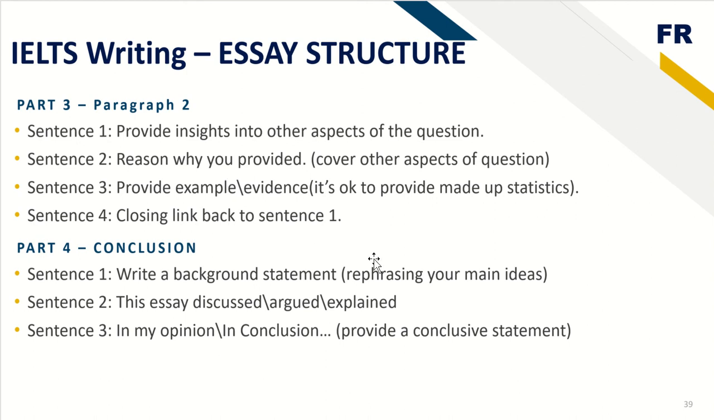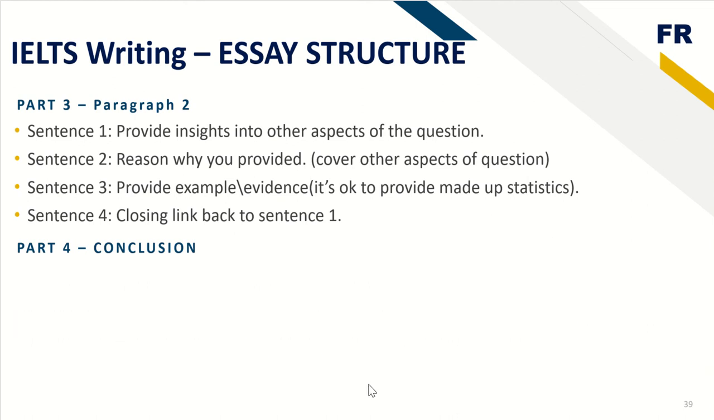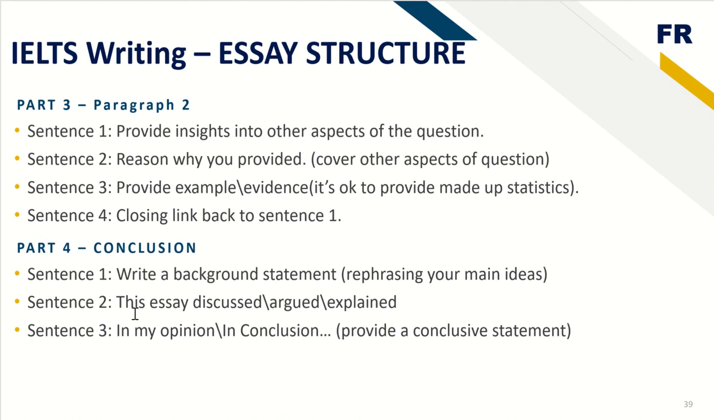That's pretty much it. In part 4, you write the background statement, meaning you're going to conclude. So you rephrase what you agreed upon, or what your main idea is. Then in sentence 2, you mention what this essay discussed, where you reiterate what you've written in paragraph 1 and paragraph 2. And in sentence 3, you could stick to this, where you say, in my opinion, or in conclusion, and provide a conclusive statement.